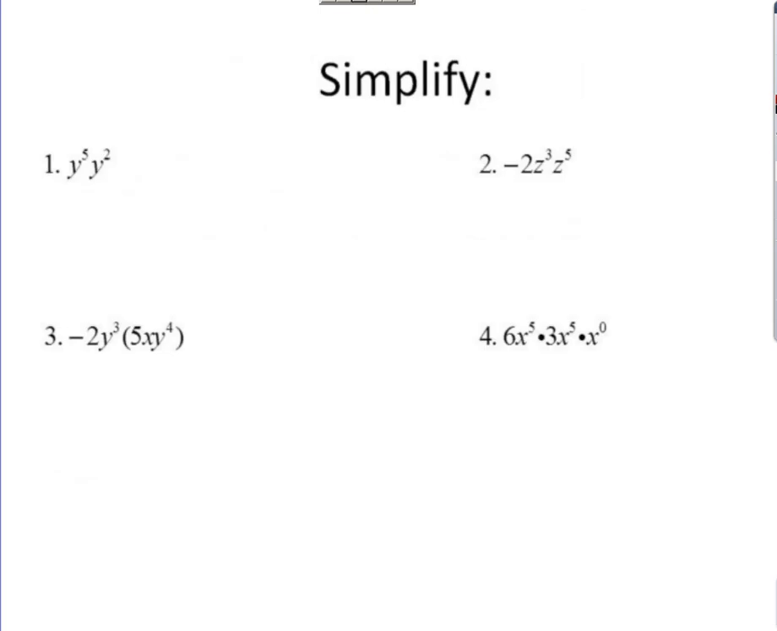Applying our rules here, we've got y to the fifth times y to the second. We've got a product here where the bases are the same. So if we multiply this out, the base remains the same. We get y back as that base. Rule is add the exponents, so the new power is going to be just 7. Y to the seventh is the answer.